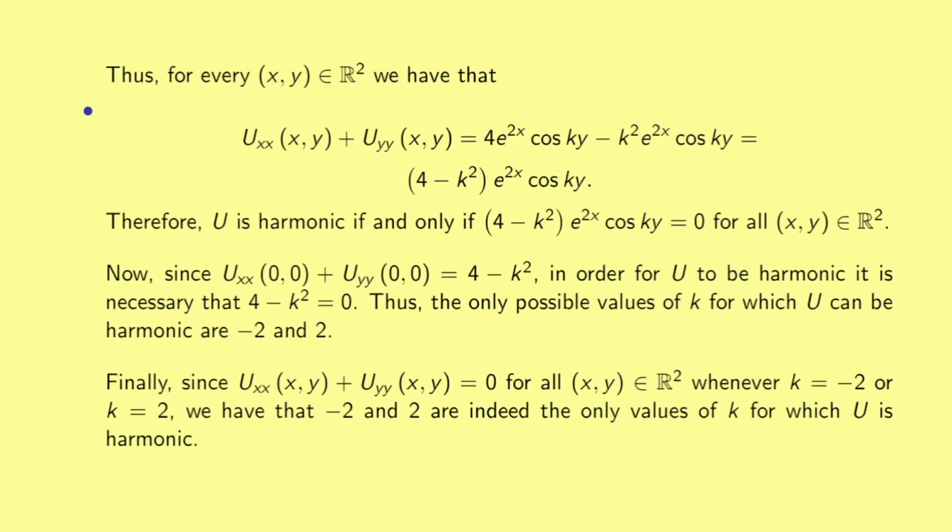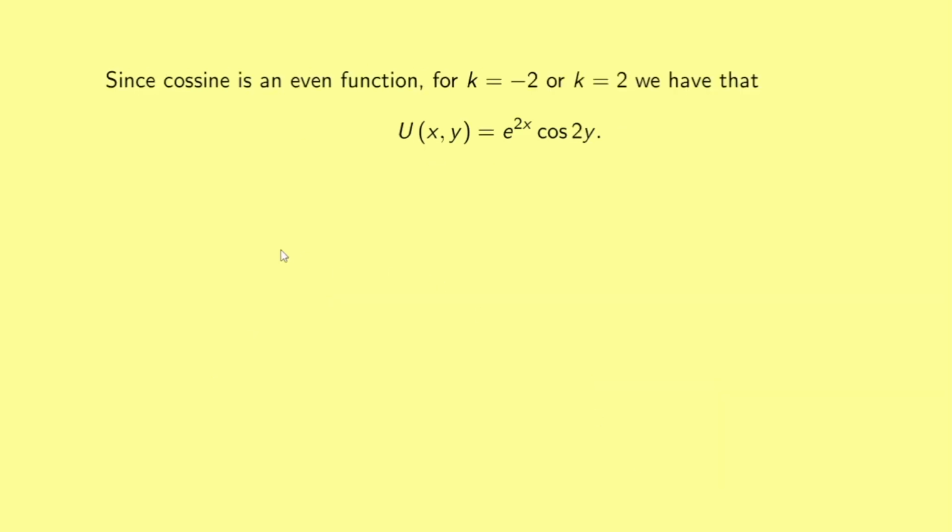And the first part is done. Now just recall that the function had the expression e to the power 2x times cosine ky. Since cosine is an even function, if we plug k equals minus 2 or k equals 2, we obtain the same function, because cosine of minus 2y is the same as cosine of 2y. So the harmonic function u we obtain is u of x, y equals e to the power 2x times cosine 2y. And this is the function for which we want to find a conjugate harmonic.